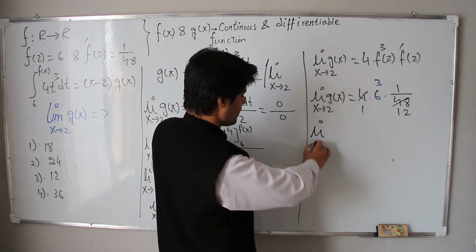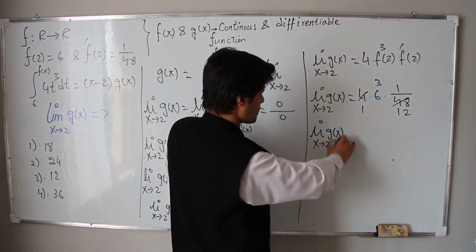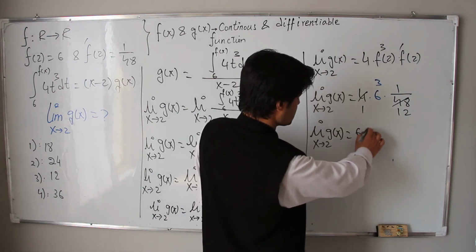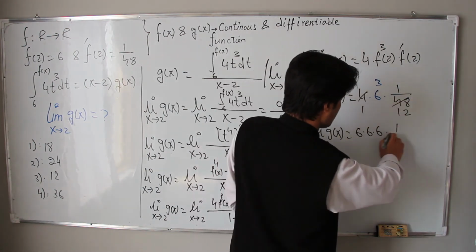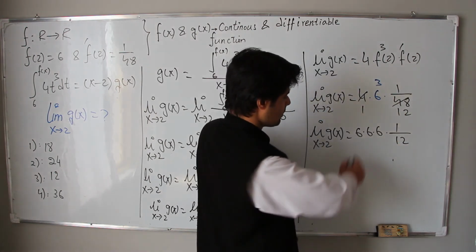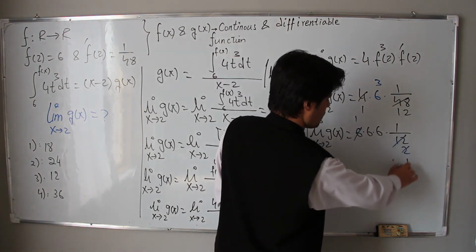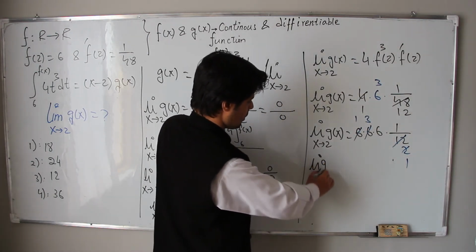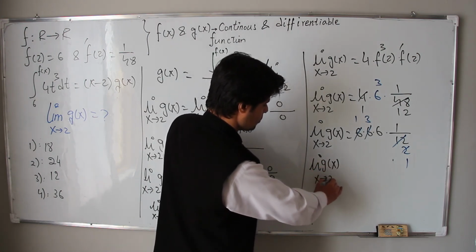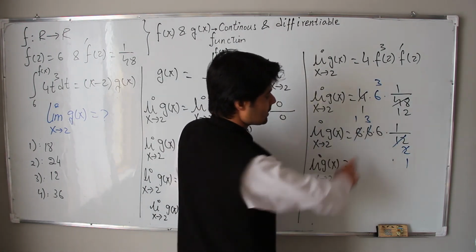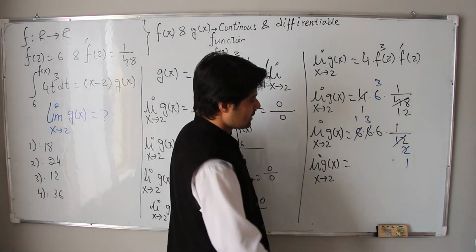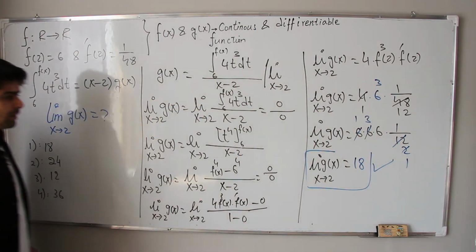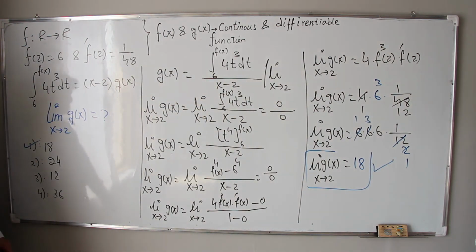And the limit as x goes to 2 of g(x) is equal to, what does it mean? 6 to the power 3? It means 6, 6, 6. And we have 1 upon 12. We can cancel: 12 over 2 is 6 over 1, and 6 over 2 is 3. Now the solution is that the limit of g(x) as x goes to 2 is equal to 3 times 6. What is 3 times 6? 3 times 6 is 18. And I think the first answer is the correct one.